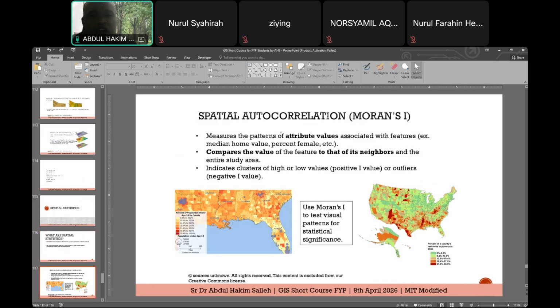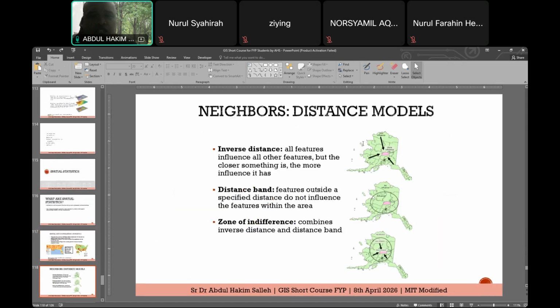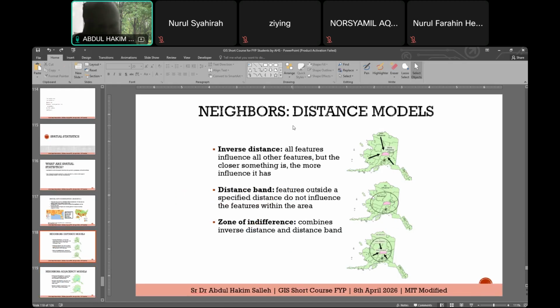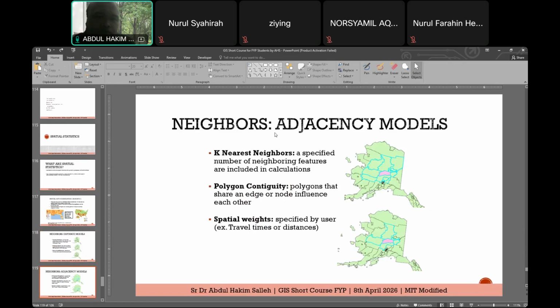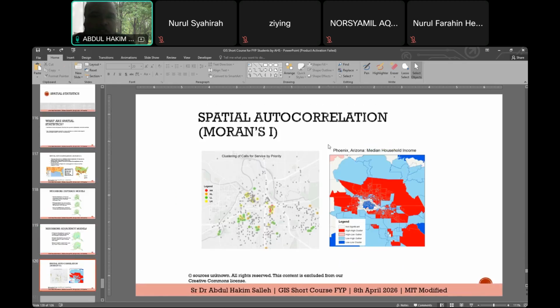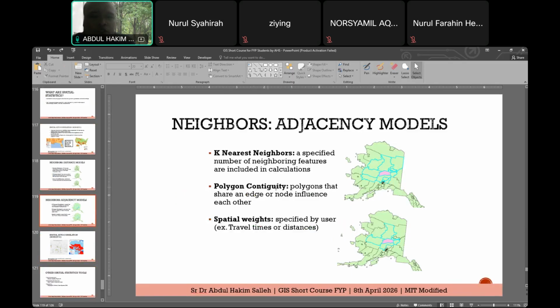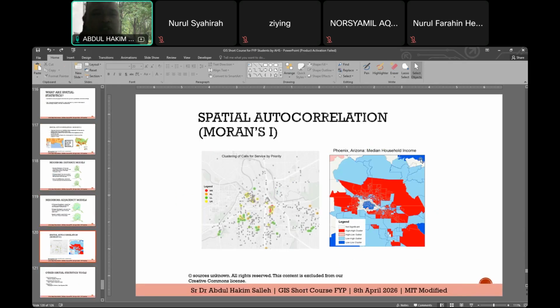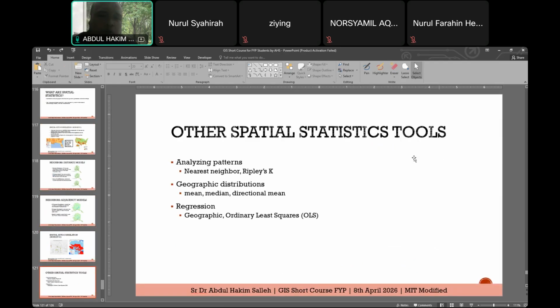Spatial autocorrelation. This here is more for if you want to study at master level or PhD level. K nearest neighbor, polygon contiguity. This one is a much deeper, much higher level. I will not touch on this for our practicals. Only a few examples, the much easier tools that will be used.